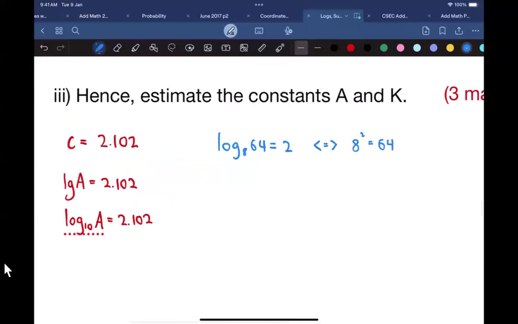So look at this as an example. The 64 is the answer, and together that is this to this power. So 10 to the power 2.102 is equal to A. Yep. So plug that into your calculator and tell me what A is equal to.